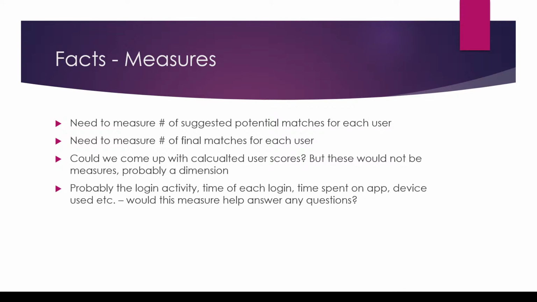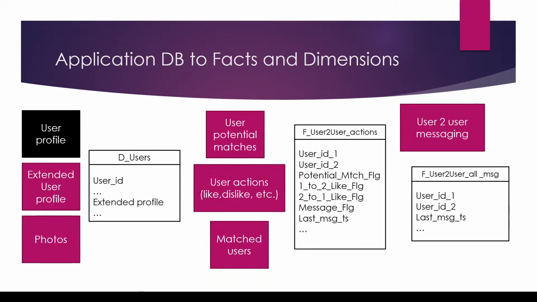And then we probably have to find the login activity. This was something I improved upon after I wrote the entity relationship diagram. When I thought about that, I didn't think about the login activity. But now that I thought about the business questions, I came up with an additional measure. So this could help answer questions as to when they log in, how they log in, and does that affect how they get matched up with other people.